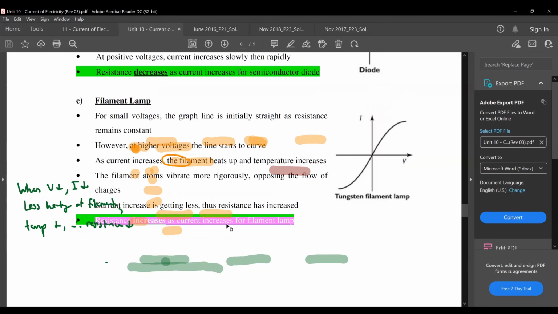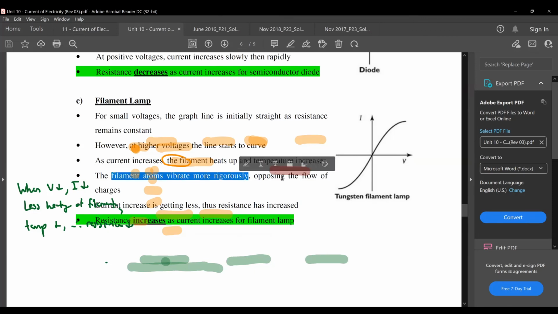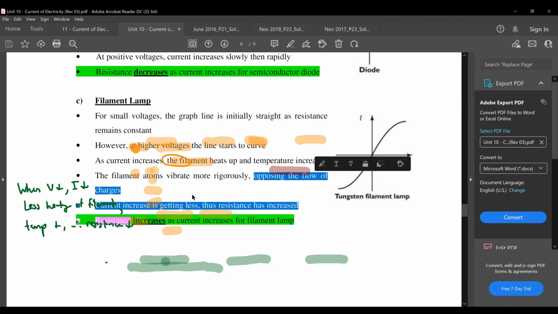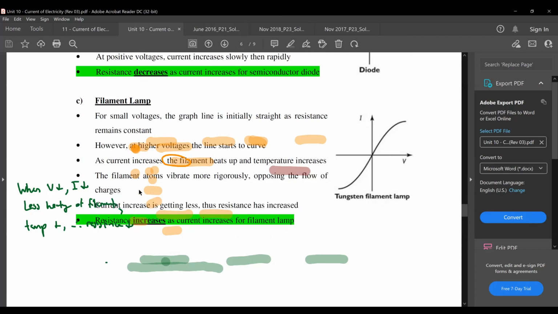Okay, so why does the resistance of a filament lamp increase? Is mainly because we tell you the filament will heat up. When it heats up, your temperature increase. Okay, when your temperature increase, your atoms will actually vibrate more. It's actually going to oppose the flow of your charges or flow of your electrons. So if it vibrates more, it's harder for your electrons to flow through. That's why we tell you that resistance will increase.